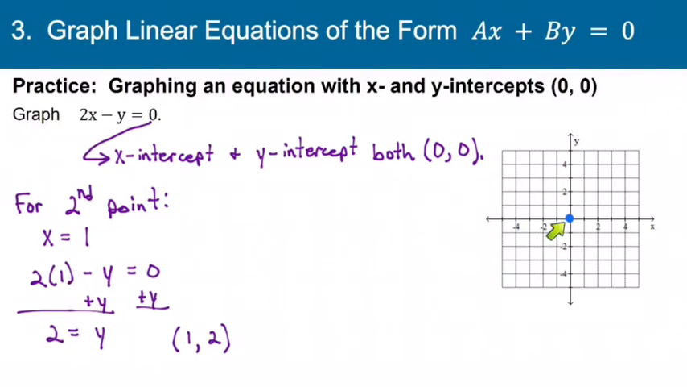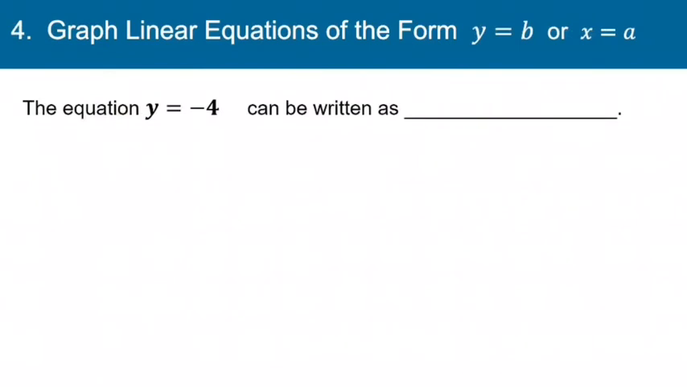So let's go ahead and graph that. So from the origin, we go right 1 and up 2. There's our second point, and we can just draw the line that goes through those 2 points. And there's the graph we were looking for. Now let's look at equations that are in the form either y equals a number or x equals a number.